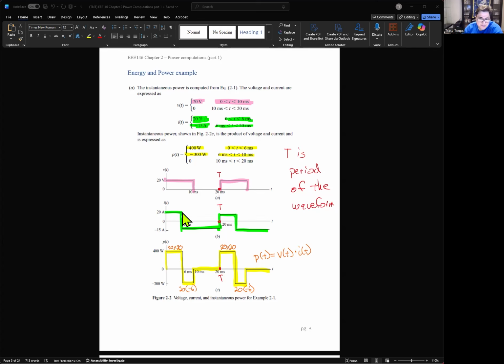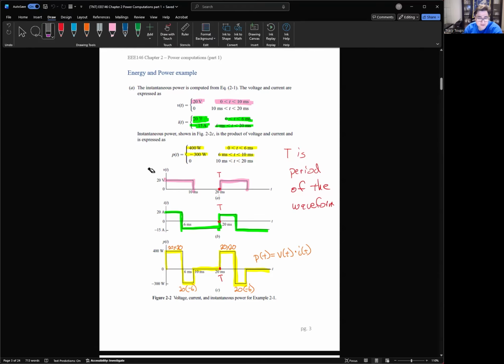At 6 milliseconds, the current flips over to negative 15, so we have to recalculate. We still have 20 volts up here, but we have negative 15 amps. So 20 times negative 15 is negative 300. I see a quick little error right here. My apologies, I wrote negative 6. It's actually negative 15. Sorry about that.